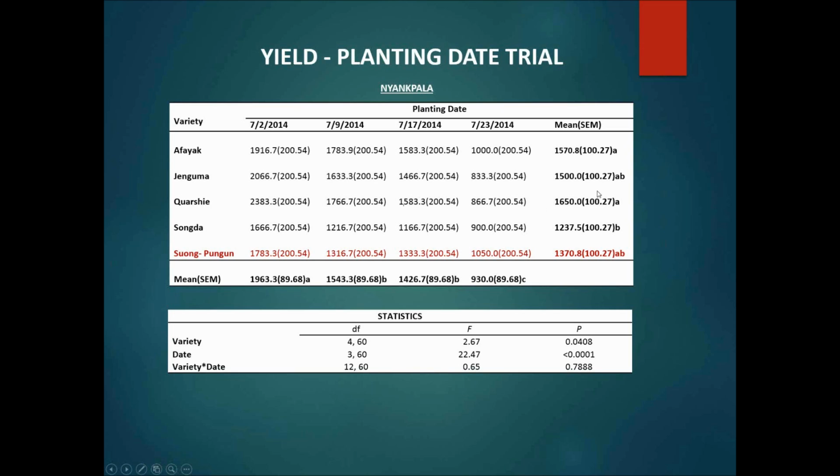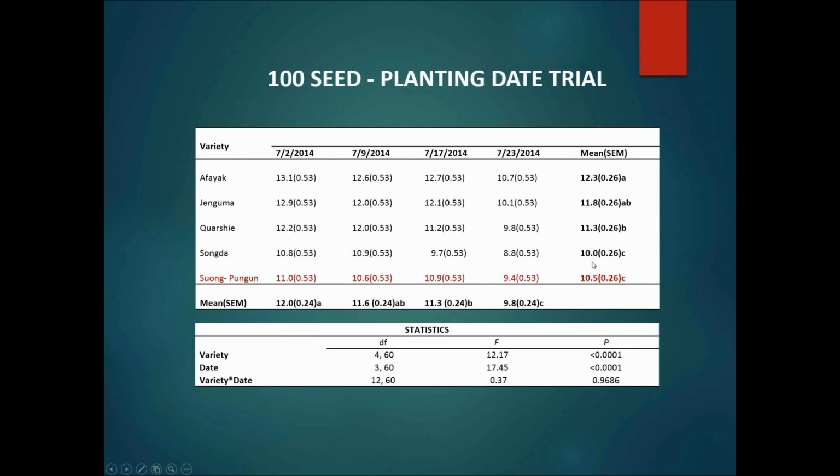Now for the varieties, Apayak and Janguma and Kwashi did not show any significant difference. And again, Janguma and Songda did not show any significant difference. For 100 seed weight, I did not see any interaction between planting date and varieties. But Apayak and Janguma came up not showing any difference, and Janguma and then Kwashi did not show any difference in terms of weight per 100 seeds.